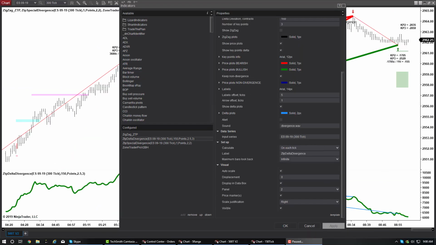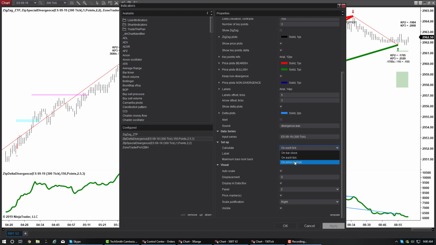The other setting that to me is important is that I want to change the calculate for both of these to on each tick. Previously, I had this configured to on bar close and then on price change, but the signals weren't updating, with a delay of a couple of seconds. And because this is a real-time indicator, I want the information in real time. So I've changed that to on each tick.